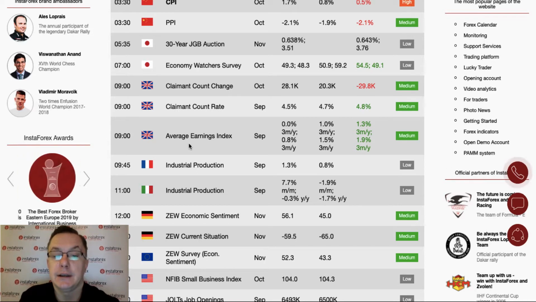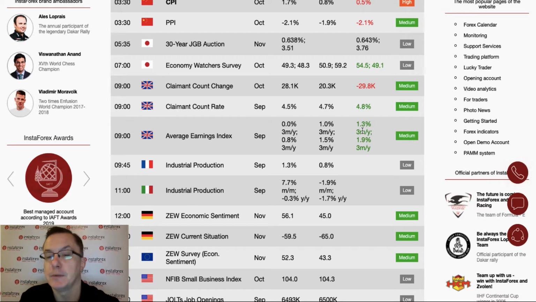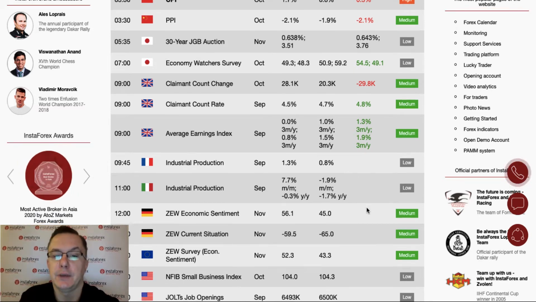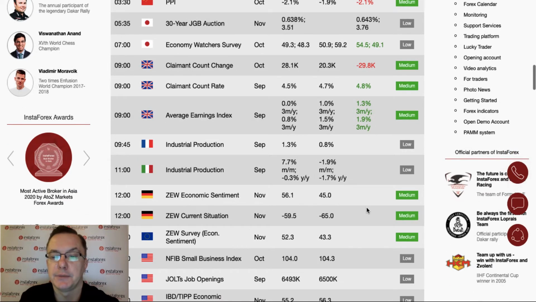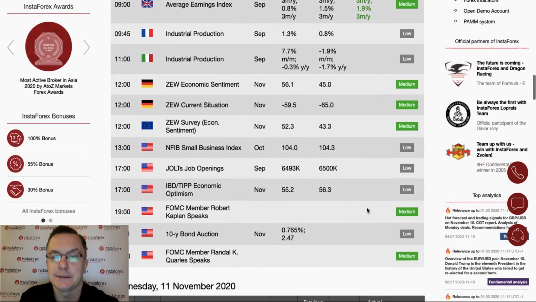The average earnings index, as you can see, is slightly better than expected. The 3-month average is 1.3%. The expected figure was 1%, and for the last quarter it was 0%. So it's not that bad at all. At least the wages are a little bit better than expected in England.